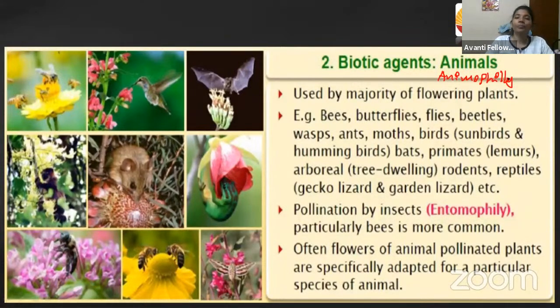Examples of the kinds of animals are bees, butterflies, flies, beetles, wasps, ants, moths, and birds like the sunbird. Wind pollination is anemophily. Sunbird and hummingbird, both are birds which are helpful in the pollination. Even the bats, primates like lemurs, arboreal rodents, and reptiles like the gecko lizard and the garden lizard.